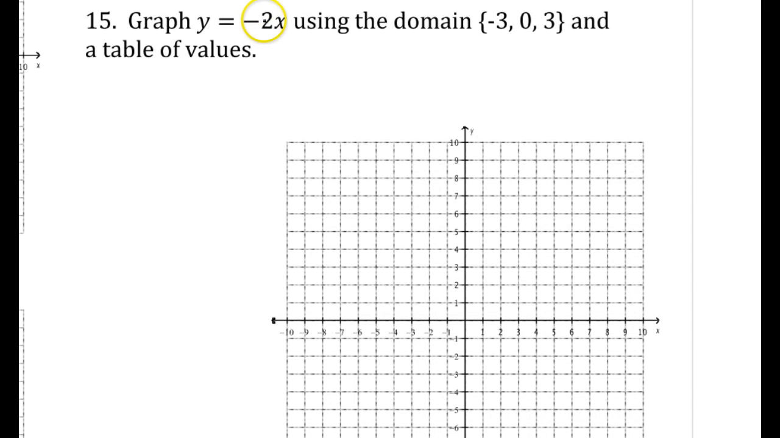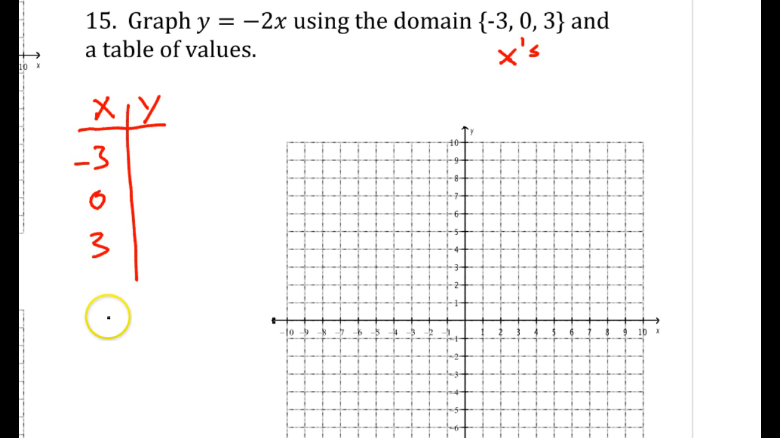Yep. Graph y equals -2x using domain. Domain are the x's, so the vocab, you have to know that, and a table of values. So it tells you exactly what to do. Make sure you follow the directions exactly. It says to make a table of values. It tells you the x's are -3, 0, +3. Make sure you use that.